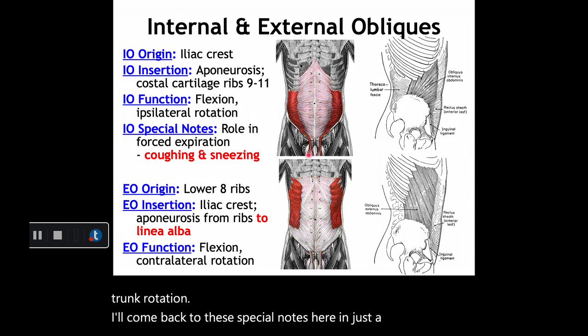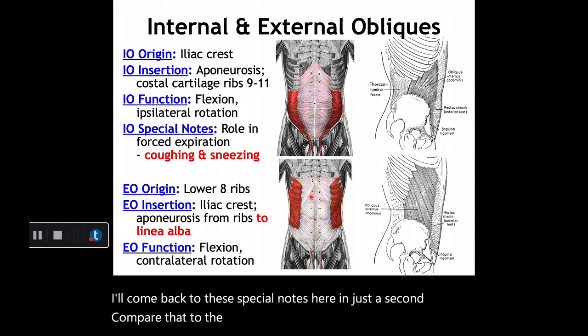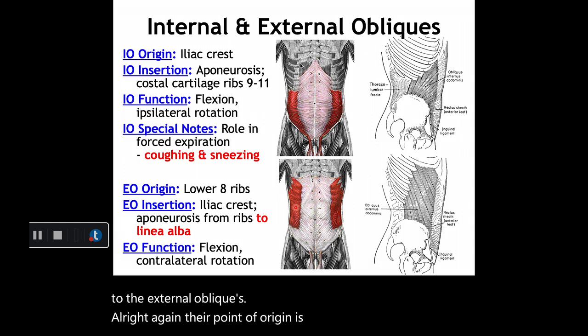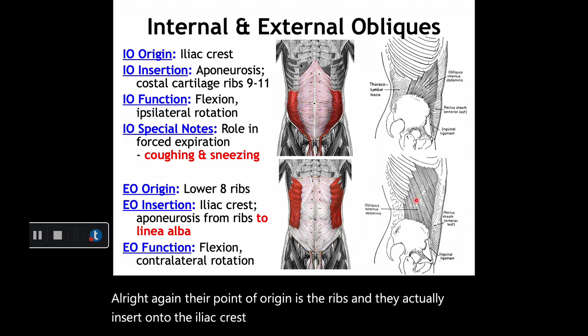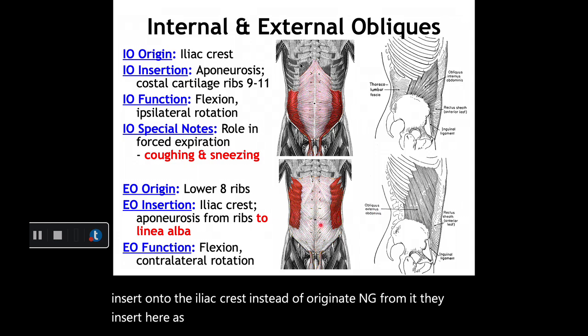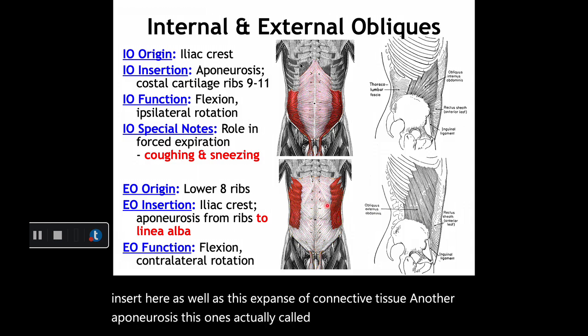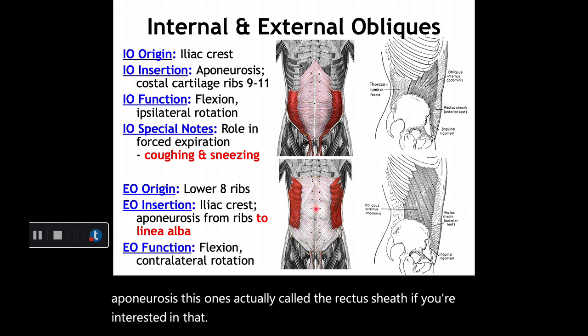Compare that to the external obliques. All right? Again, their point of origin is the ribs, and they actually insert onto the iliac crest. Instead of originating from it, they insert on here, as well as this expanse of connective tissue, another aponeurosis. This one's actually called the rectus sheath, if you're interested in that, and all the way to linea alba.